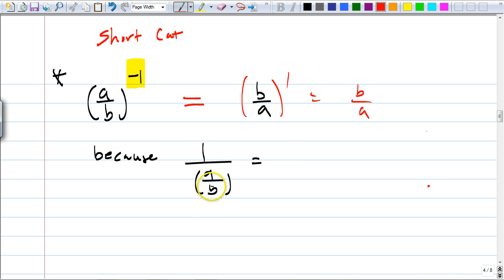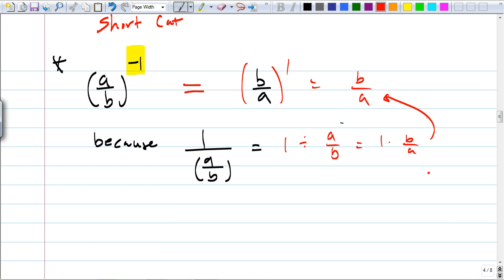That's really because something to the negative 1 power is 1 over A over B. What's this? 1 divided by A over B, which is the same as 1 times B over A, right? That's how you get this. This is the reason. That's the shortcut. A lot of you saw that.